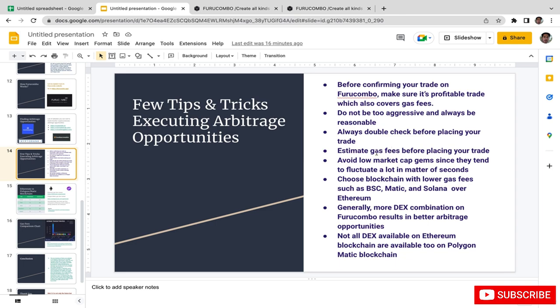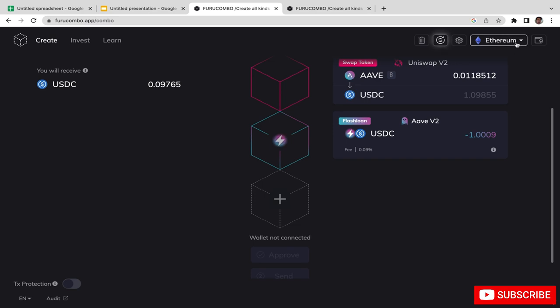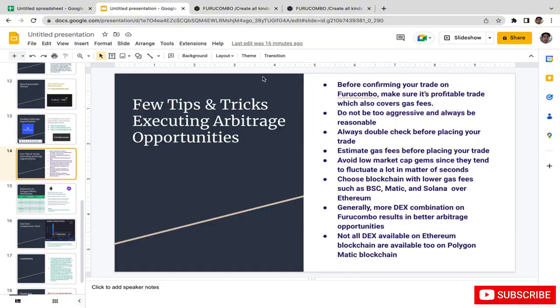So the fourth one here, estimate gas fees before placing your trade. Depending on the type of blockchain that you're using, Ethereum generally is going to have more expensive gas fees compared to Polygon Matic. So I will share multiple different websites to check gas fees, whether it's for Polygon or Ethereum or whatever blockchain you're working on. The important thing to keep in mind is to always check gas fees before placing your trade.